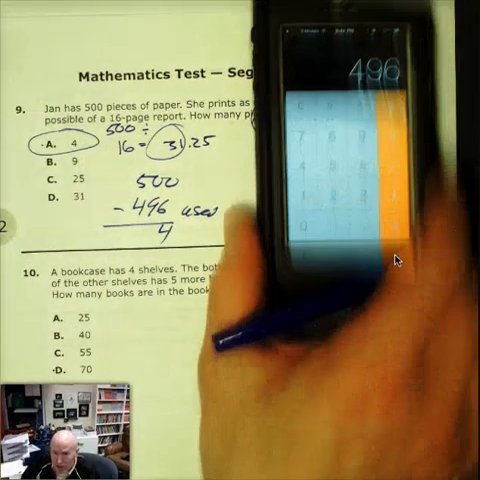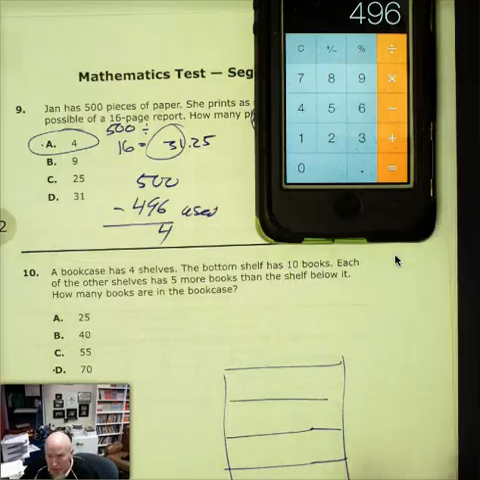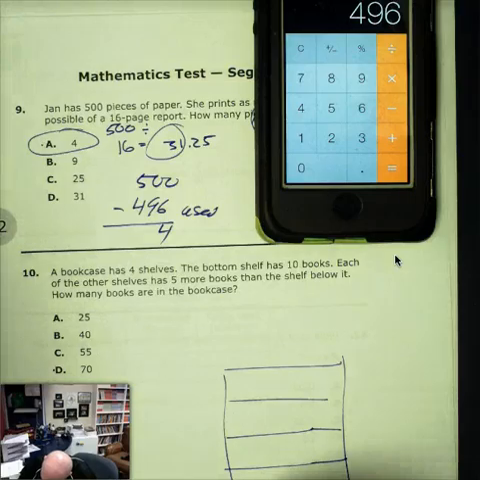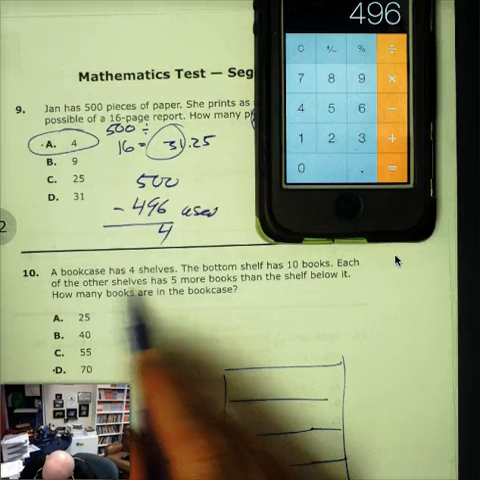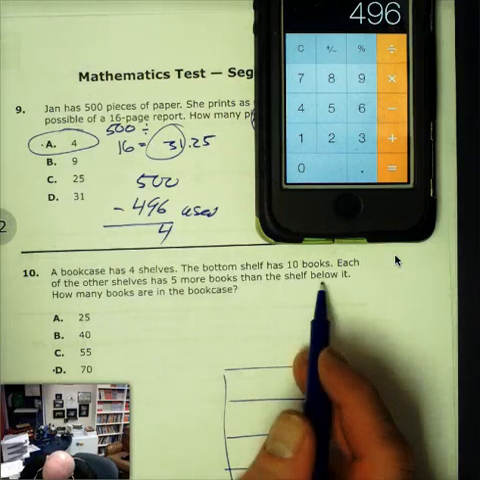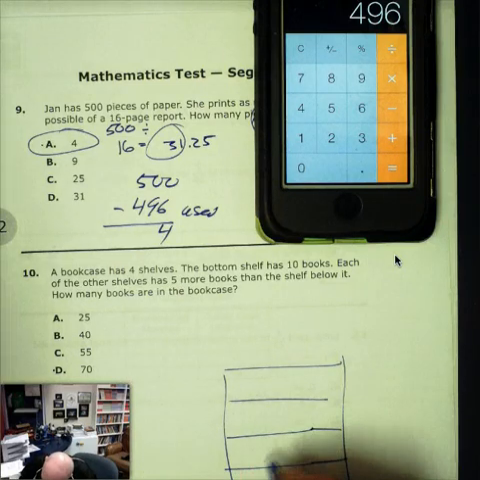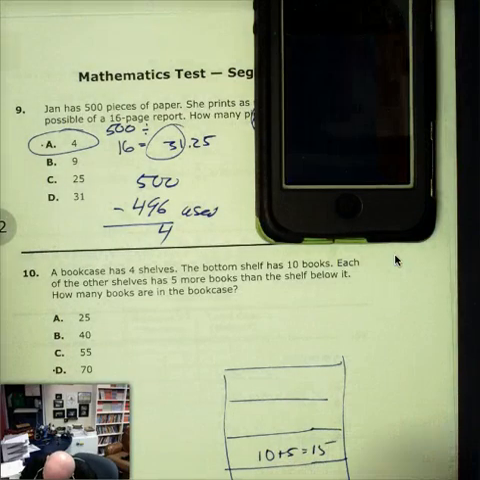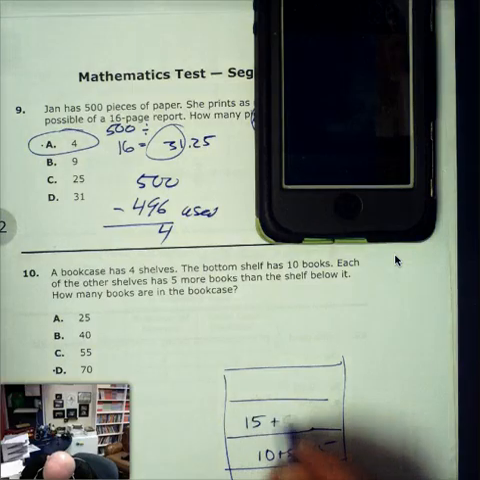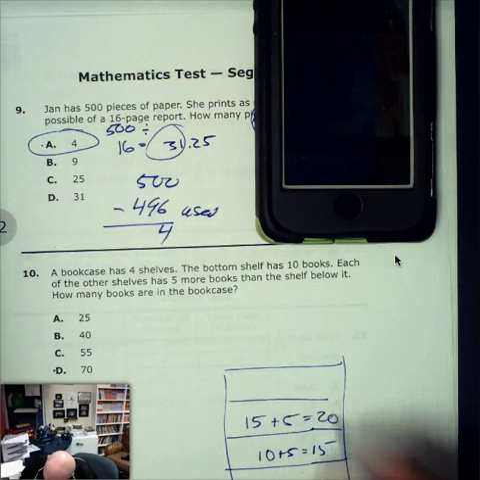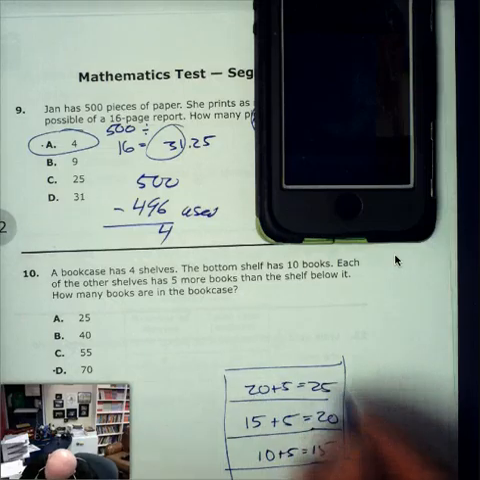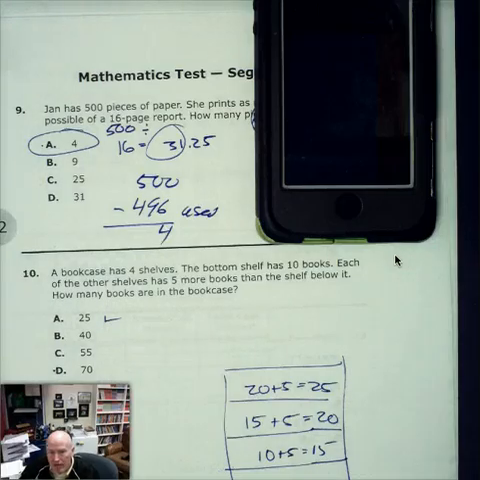All right, this one here can be kind of tricky too. I'm going to put that up there for now. A bookcase has 4 shelves. The bottom shelf has 10 books in it. Each of the other shelves has 5 more books than the shelf below it. How many books are in the bookcase? Okay, so if this one has 10, this has 10 plus 5, which is 15. This one will have 15 plus 5, which is 20. And this one will have 20 plus 5, which is 25. So I want to go right over here and circle 25, right?